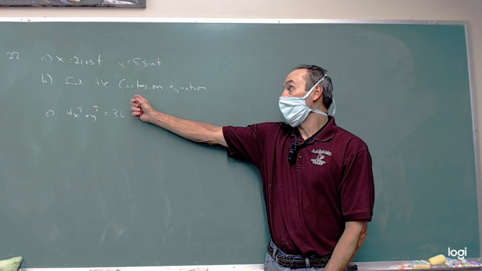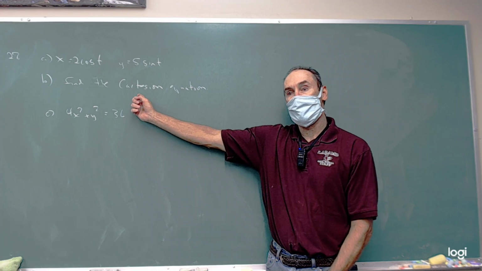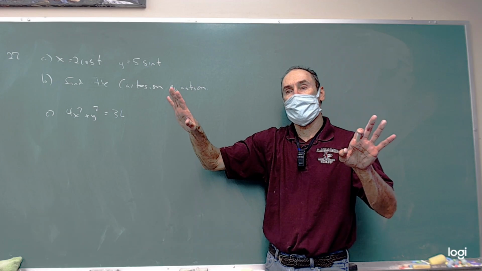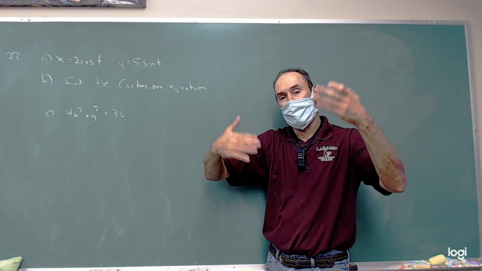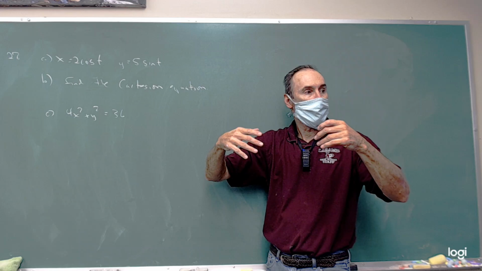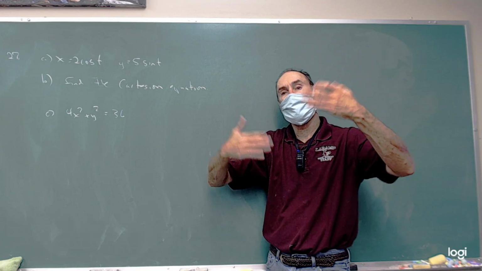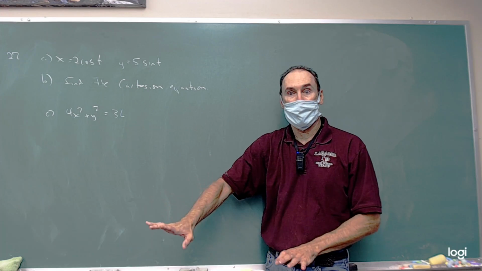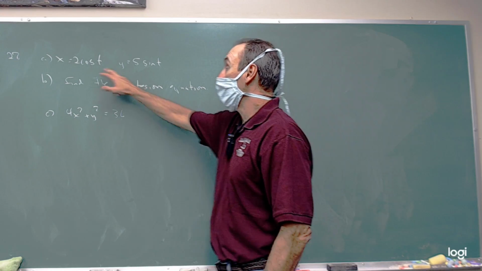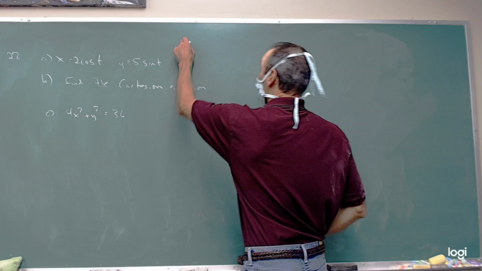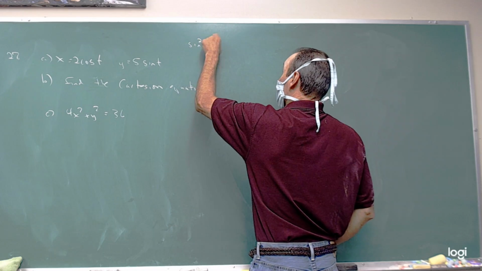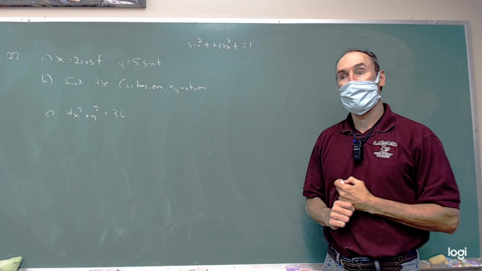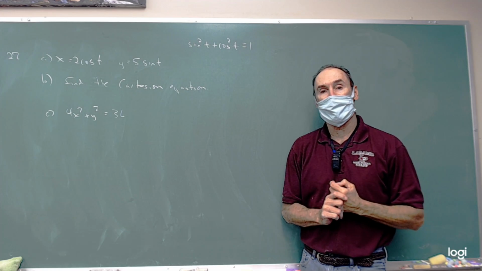But to find the Cartesian equations, we have to do what's called eliminating the parameter. So we want to get rid of the t's altogether. There are two strategies, depending on if you have sines and cosines or you don't. These do have sines and cosines, which means we're going to tap into our most famous of all trig identities, sine squared plus cosine squared equals 1.